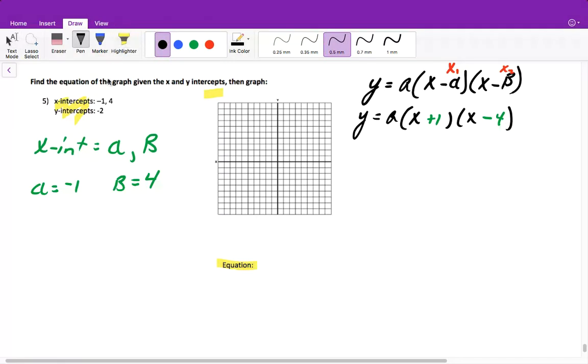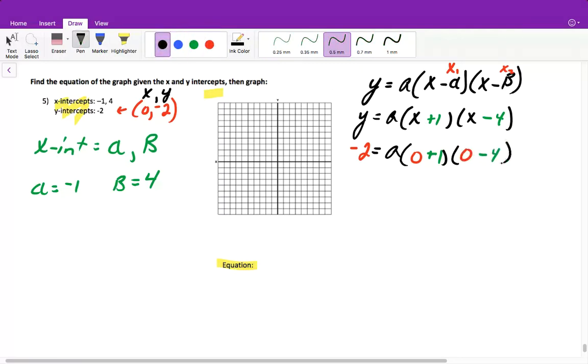Now we have one other point that is given to us. We have this y-intercept, and that is the point (0, -2). So this represents the values of x and y. We know that this graph not only passes through our x-intercepts, but it also passes through the y-intercept. So we can substitute 0 in for x and -2 in for y. So it's -2 is equal to a times our x, which is 0, plus 1, our alpha, times our x, which we just said is 0, minus our beta, which is -4.